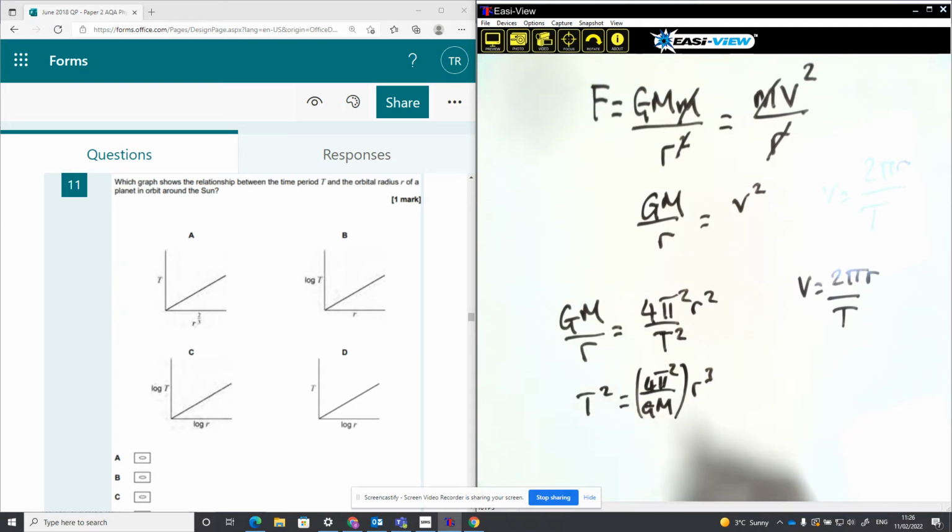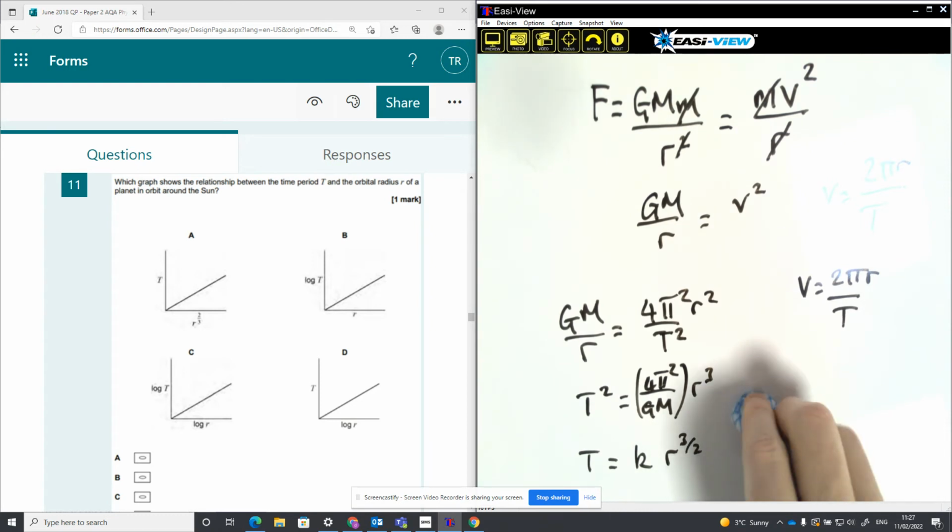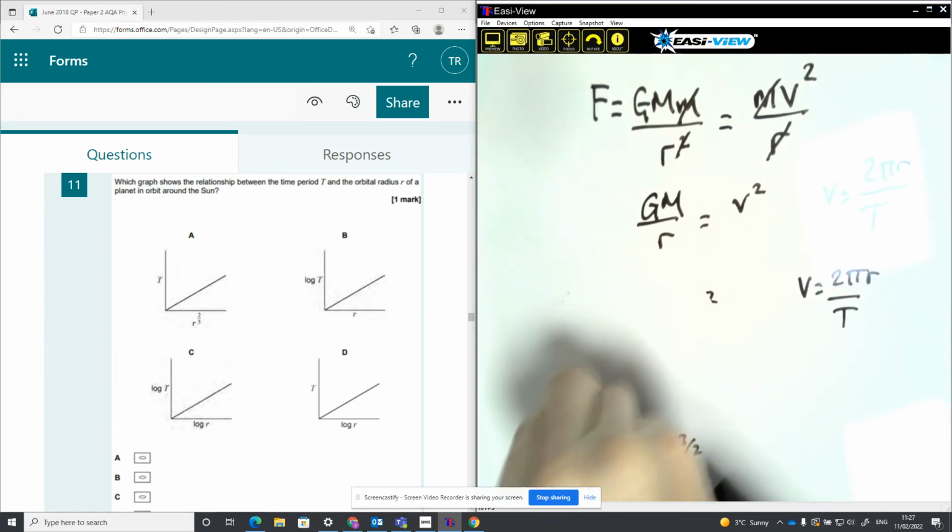If I was to have this in terms of just T, as in graph A, then T becomes y. So I'll square root both sides. If I square root both sides and just consider the rest as a constant, then it will go through the origin, but you end up with T equals some constant times r to the 3 halves. Now it's 3 halves, not 2/3, so that first graph would not give you a straight line, so it can't be A. If we then look at B, we can use this relationship.